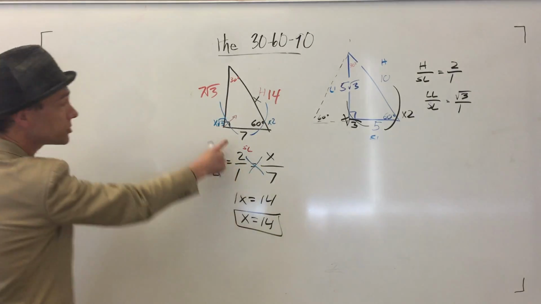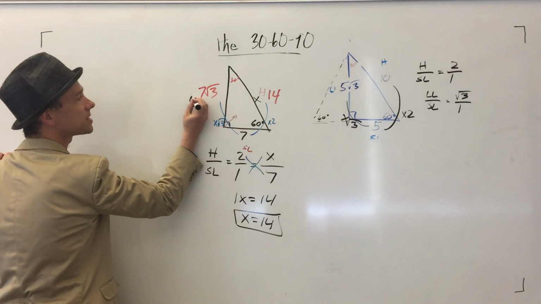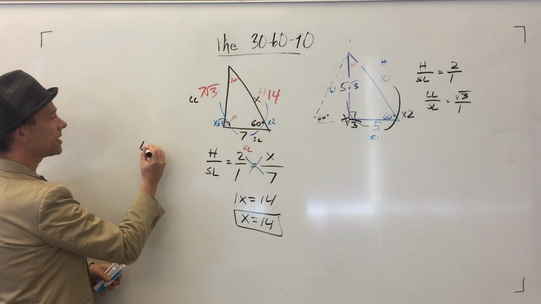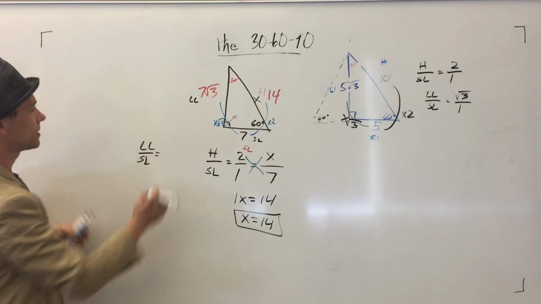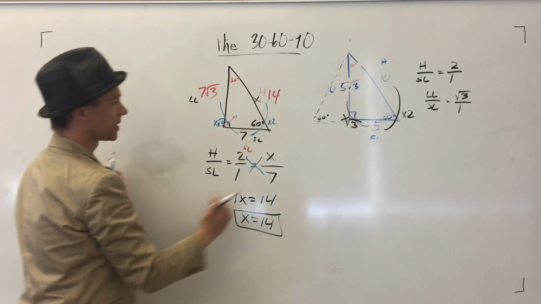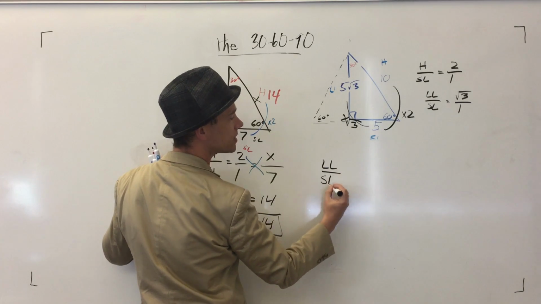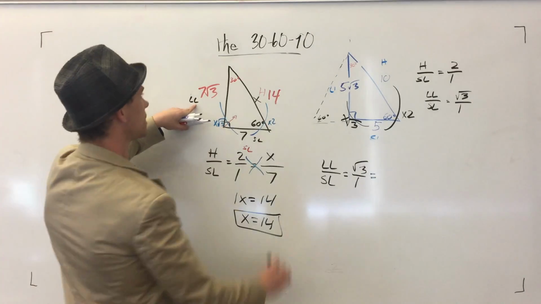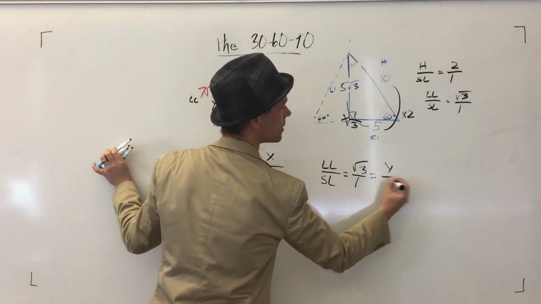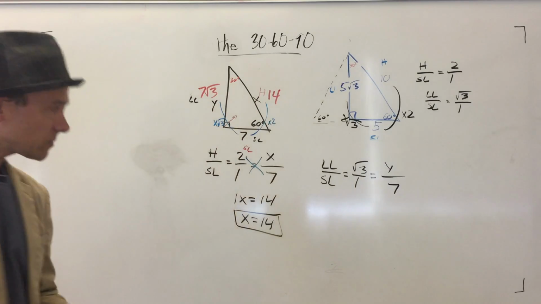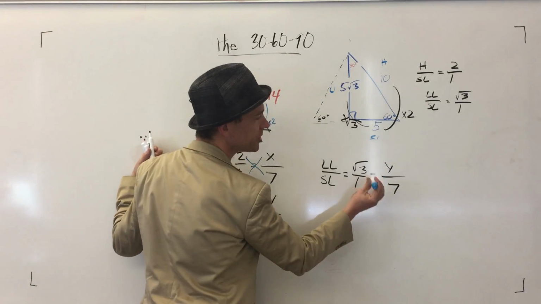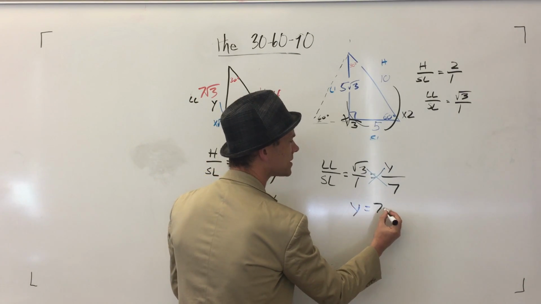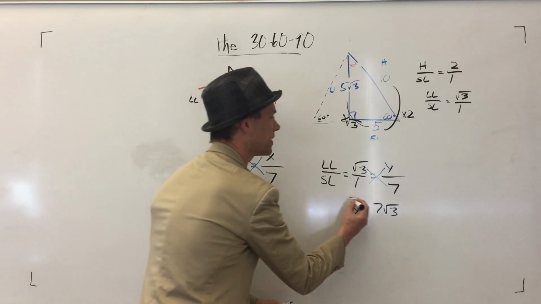All right. You could do that over here as well, remembering this is the long leg and the short leg. You could say the ratio of the long leg to the short leg is equal to root 3 over 1. Now, you didn't know the long leg, so let's call that y. You know the short leg is 7. You have a proportion here because you got equal ratios. So that gets you y is equal to 7 times root 3. And that is simplified enough.